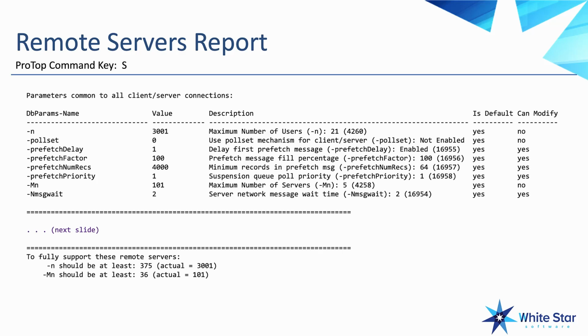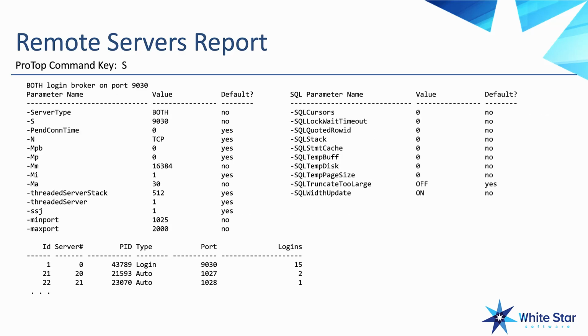In the middle of the report, we have each individual server. So if you have a login broker on port 9030 that's set up to accept both 4GL and SQL users, well, that'll be reported here, and the various parameters that go along with that. So you have the port number and the SQL parameters if they've been set, and then a list of the servers that have been spawned by that login port and how many logins each of those servers has.